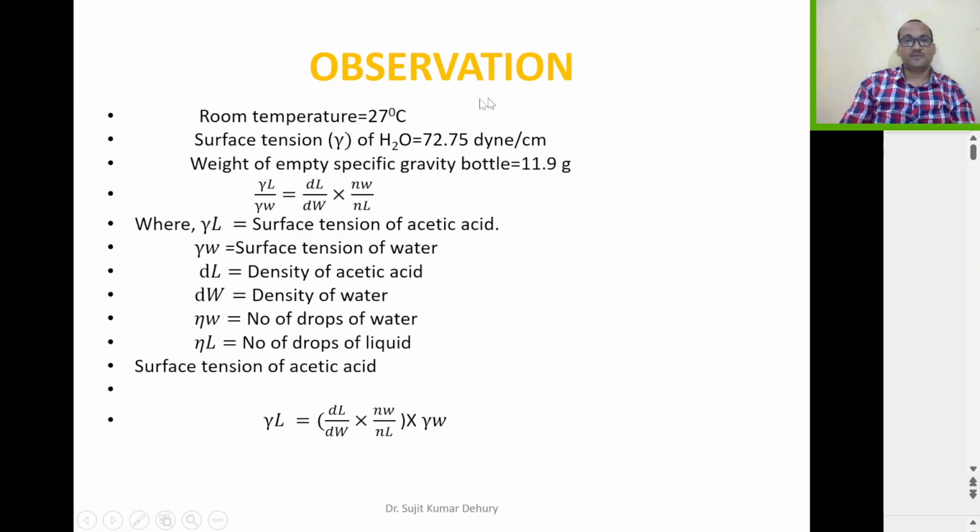So here is the observation. Room temperature recorded is 27 degrees Celsius, the surface tension of water is 72.75 dyne per centimeter, and the weight of the specific gravity bottle is 11.9 gram. And this is the equation that we need to use for calculating the surface tension. For the unknown liquid also, W stands for the usual meaning, like water.